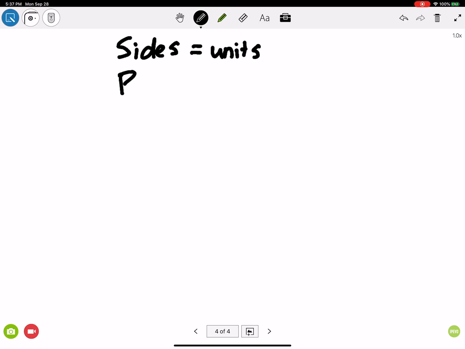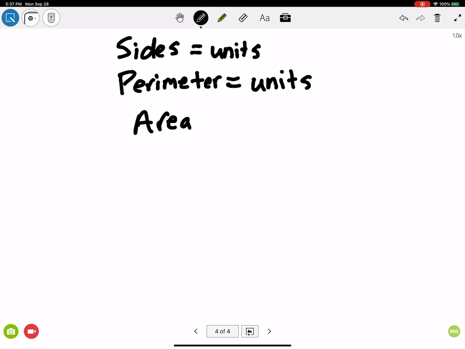When I measure perimeter, how do I measure perimeter? Those are also in units. How do I measure area? Area is always measured in units squared, or square units.